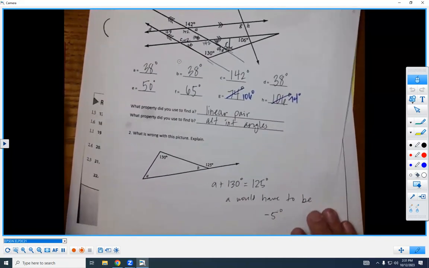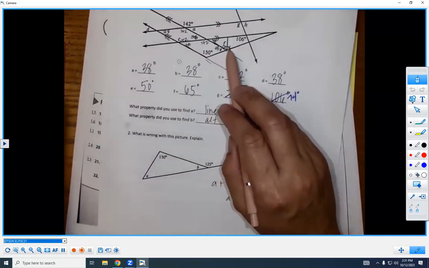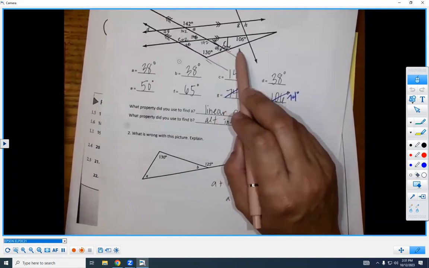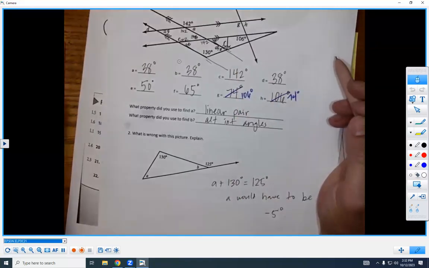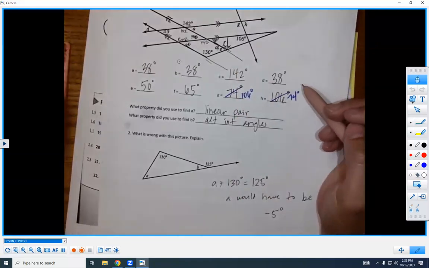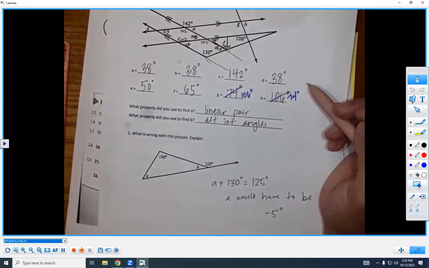I also got F wrong though. I think the way you get F is from E. I think you have to get E first to get F. And if E's wrong, then F's going to be wrong also. Yeah, I wanted to say that I missed F. I know I missed one of them, but you can't miss F if you know E.